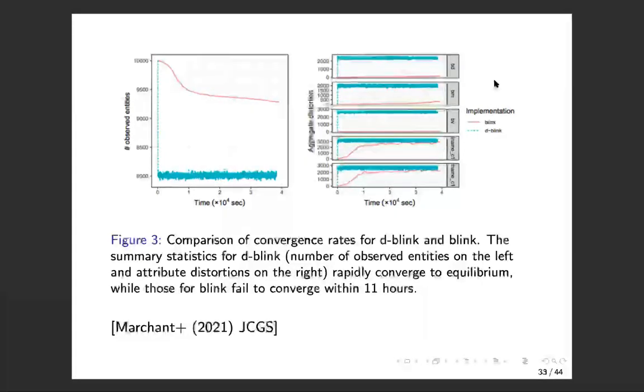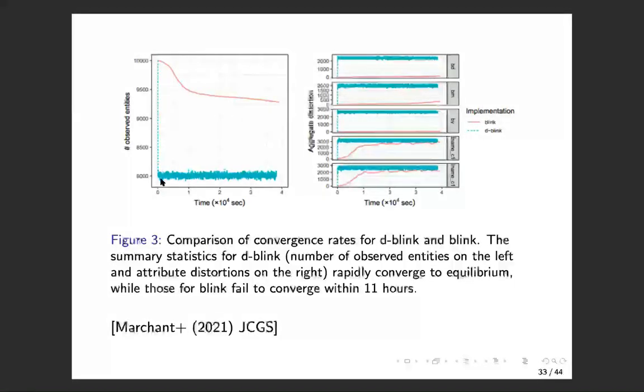So this is just a comparison of some convergence rates for de-blink, which is the distributed version, versus the predecessor blink, which is my Steorts 2015 paper. So if I look at the teal, that is the distributed version, and blink is the one on CRAN. So we see after 11 hours, blink is failing to converge. And this is on the RLdata10000 set, which is available in CRAN.